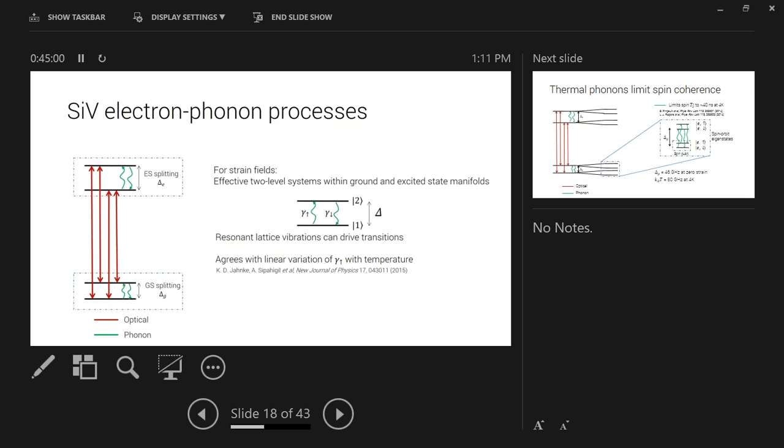And this is something that's been verified additionally by a measurement of these rates, gamma up and gamma down, with temperature, which was published by our collaborators in the Lukin and Uletsko groups around about a year ago. So it turns out that these phonon processes have a very important implication for the spin of this defect.